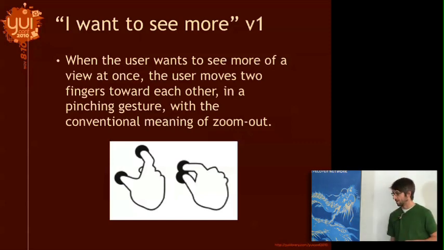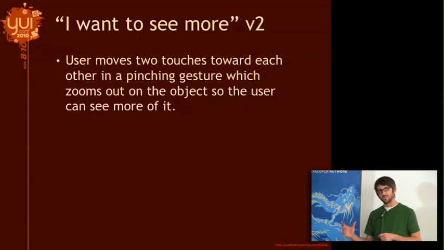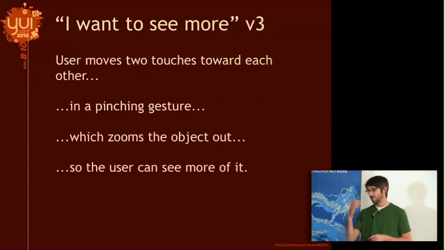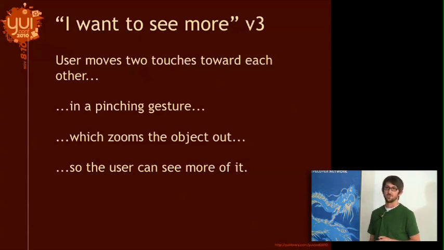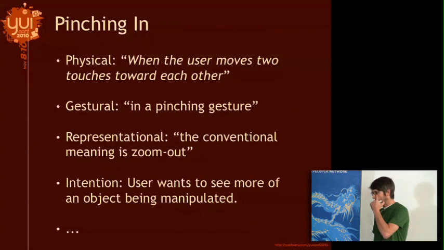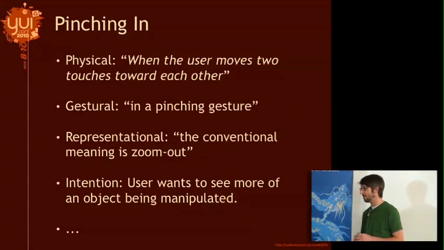So let's parse that a little bit. So it's not really fingers, it's touches. And the rationale is that I want to see more of something. So that's a slight rephrasing there. We're getting rid of the low-level physical, the fact that it's a finger, and we're just saying it's touches. And you can really break it out into 4 components. What's happening, what the gesture is, what the purpose is, and what the motivation is. And so the physical thing is when the user moves 2 touches towards each other. The gesture that equals is a pinching gesture. It has a conventional meaning, and it has an intention that the user is working towards.